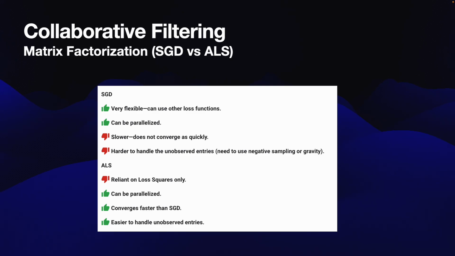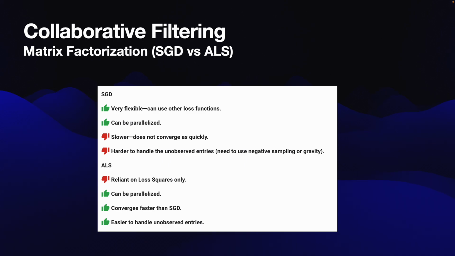So stochastic gradient descent is very flexible. You can use it for any loss function that you want. It doesn't specifically have to be the squared difference that we chose before, root mean squared error. You can choose something else, for example binary cross entropy loss, and then you can use stochastic gradient descent. It can be parallelized. However, it is very slow, and the convergence for stochastic gradient descent takes some time.